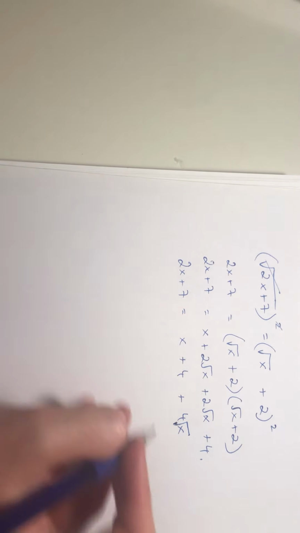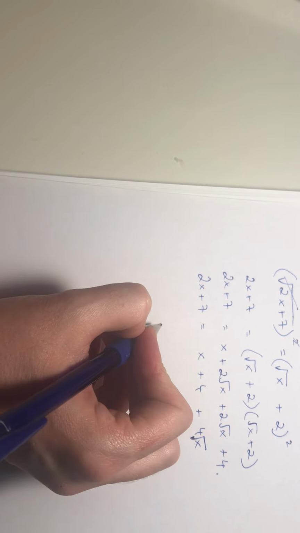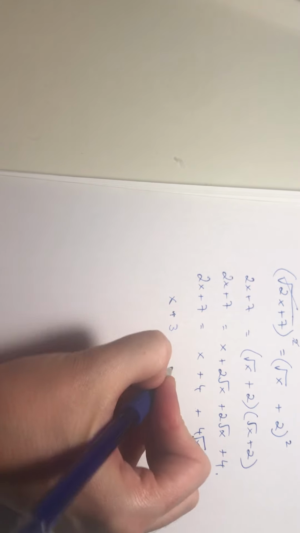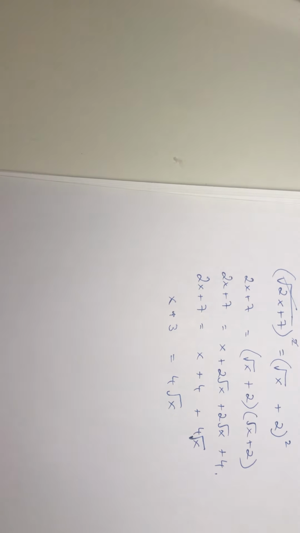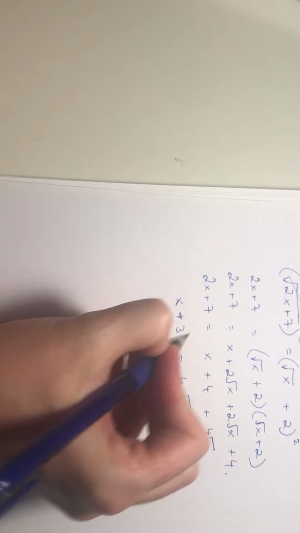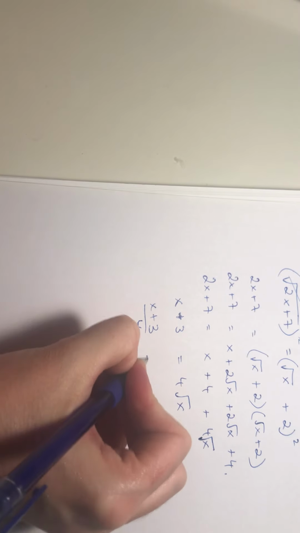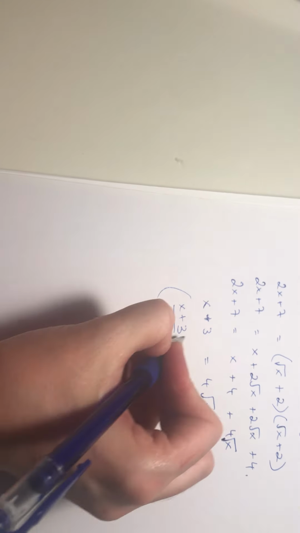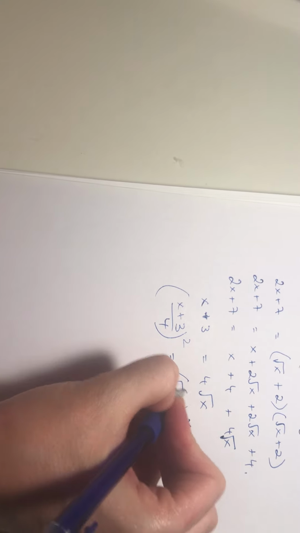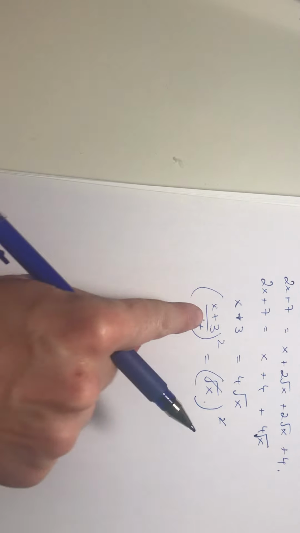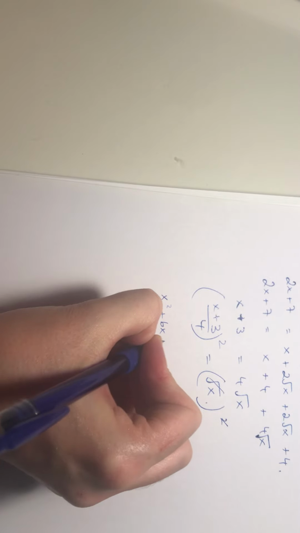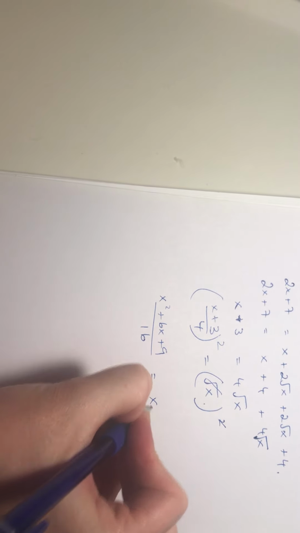Again, I'm going to try and isolate the root. So I'm going to subtract x from both sides. I'm going to subtract 4 from both sides. And again, I'm just going to try and isolate the root. I'm going to divide both sides by 4. And now I am going to square both sides. That finally gets rid of all of my roots. Just be careful, take that to the side, carefully multiply it out. You'd end up with x squared plus 6x plus 9 over 16 is equal to x.